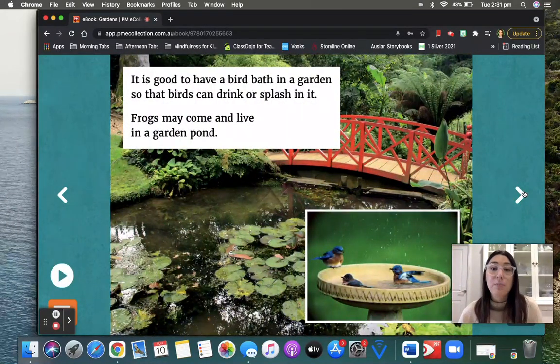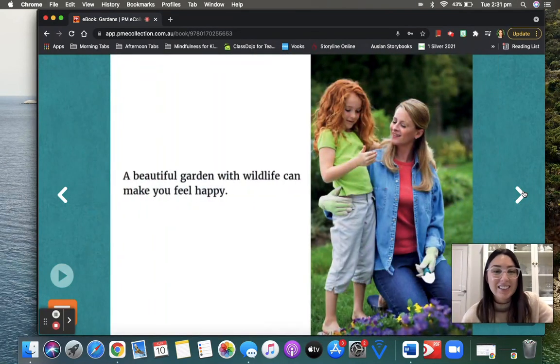It is good to have a bird bath in a garden so that birds can drink or splash in it. Oh my goodness, look how much fun they're having. Frogs may come and live in a garden pond. It's convincing me already. I want a bird bath in my garden just so I can see those birds having a bath in my garden.